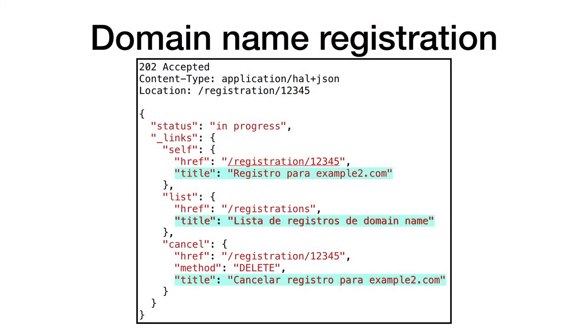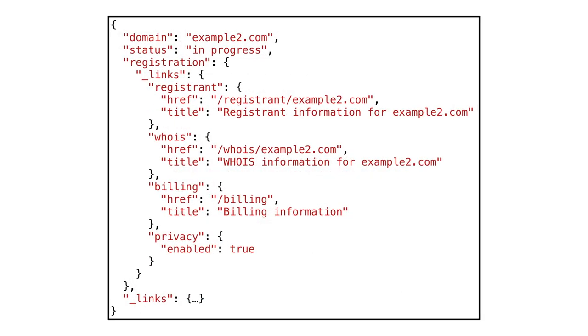I'm going to click a link here, this one here. So we're going to look at the status, the current state of the registration. This is the self handle. And here's a representation of our domain registration. We can see that its current status is in progress. We also see all kinds of subordinate information for this registration. We can see the registrant and the whois information, each of which has its own URI.